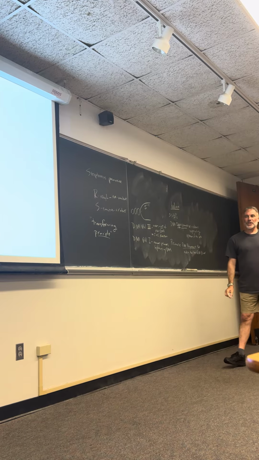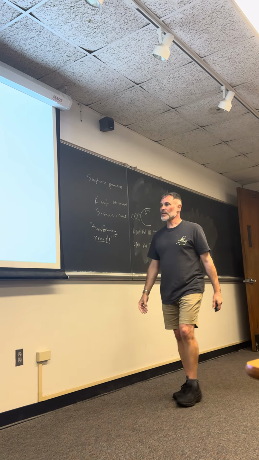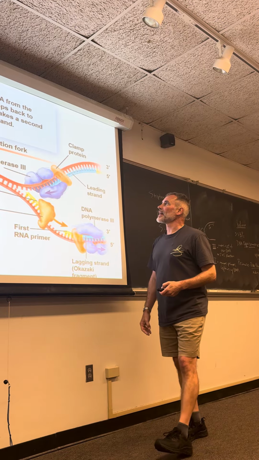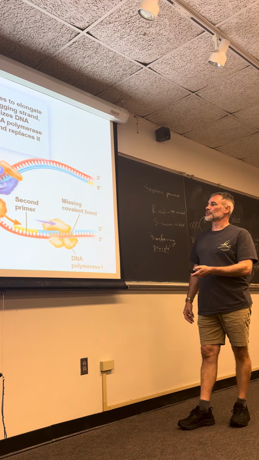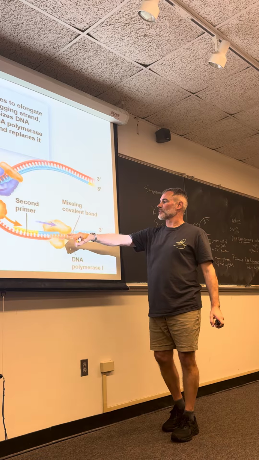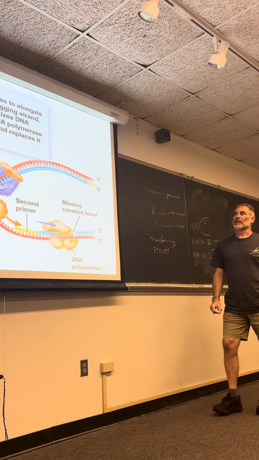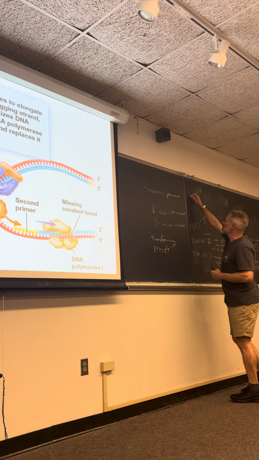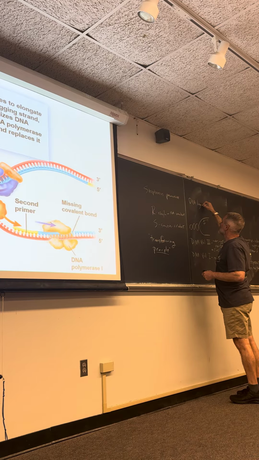All right, now we have one job left to do. We've removed the primers, we've replaced everything with DNA, but there still is a section between the primers that hasn't been connected. So even though the RNA is gone and it's replaced with DNA, there's still a missing covalent bond. That missing covalent bond has to be sealed, as they say, and the enzyme that does that is the last on our list, which is DNA ligase.